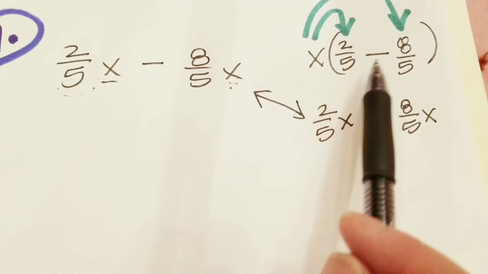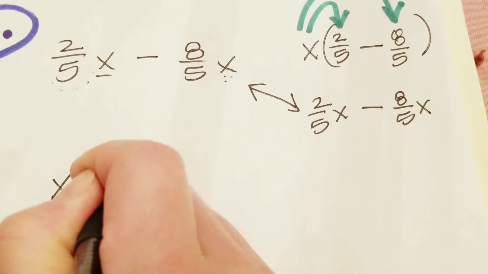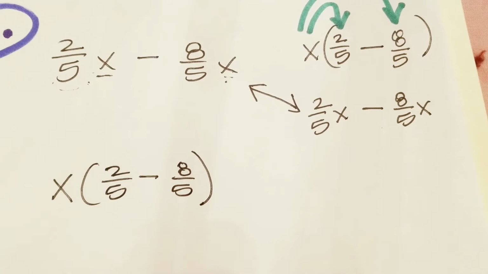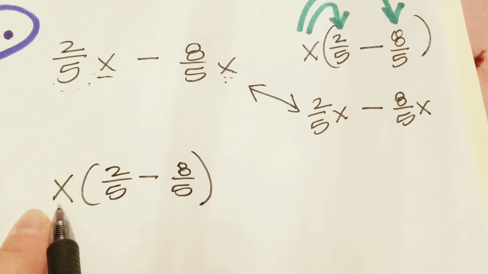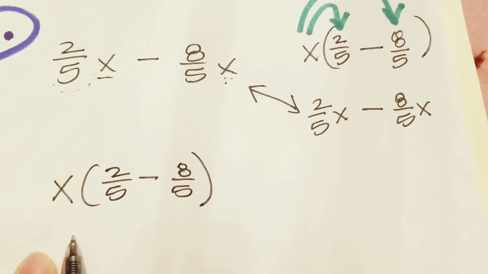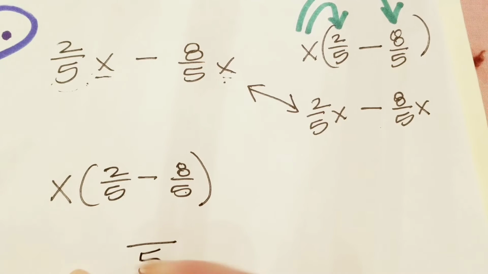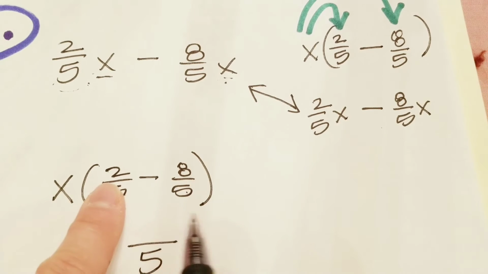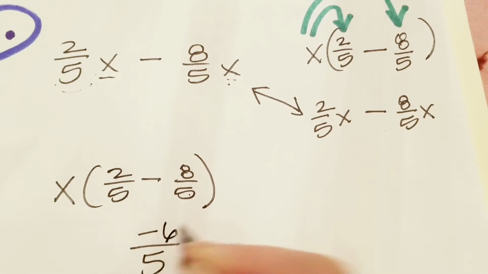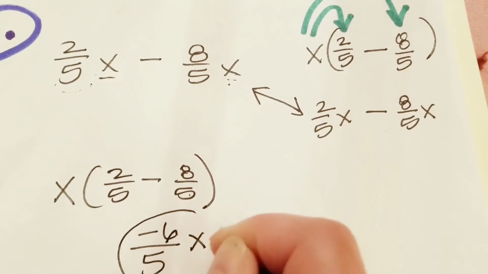Okay, so I'm going to go ahead and write this over again right here, just so I can better see my problem. Once I pull this x out, I can basically work out the math and then go ahead and bring my x back. Okay, so we have a common denominator of 5, so that stays the same. And 2 minus 8 is a -6. Okay, and then don't forget to bring down my x, and that's my answer.